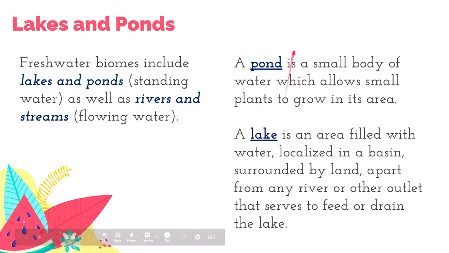So in terms of size, ponds are smaller compared to lakes, and a lake is actually detached from other bodies of water such as rivers. So again, lakes and ponds are standing water, still water. Rivers and streams have currents and are flowing water.